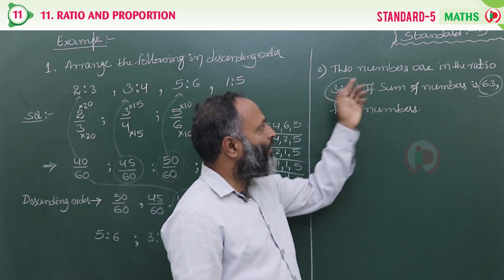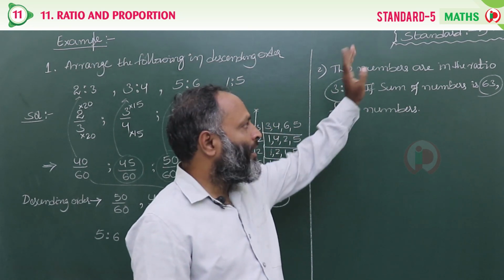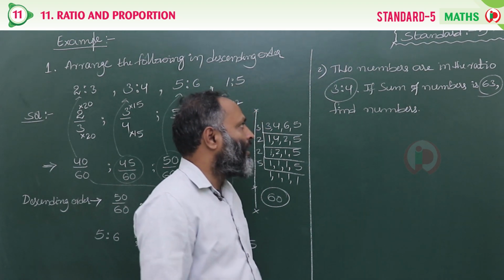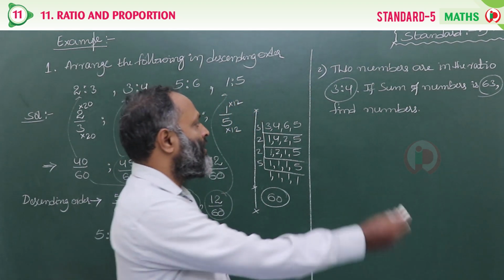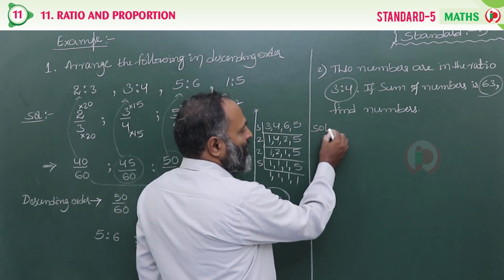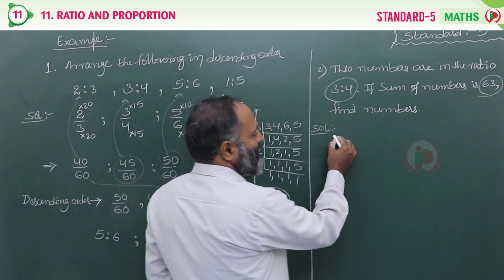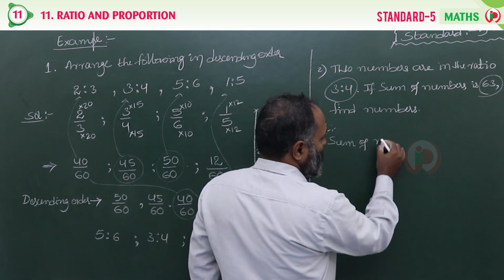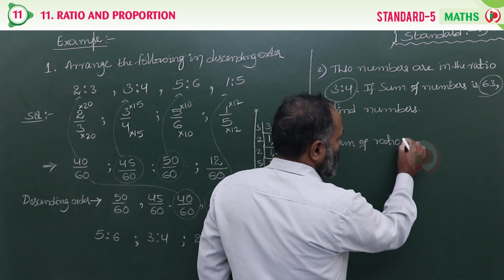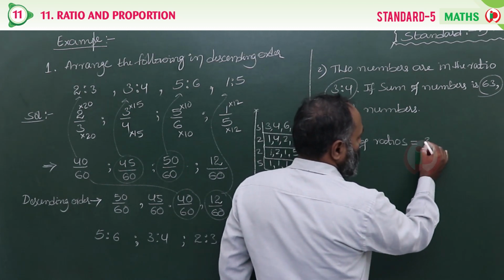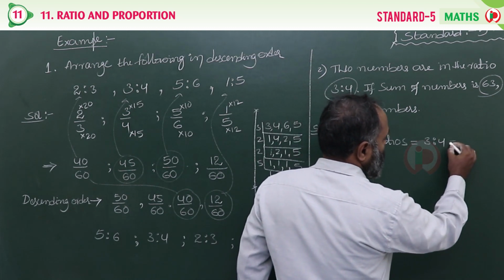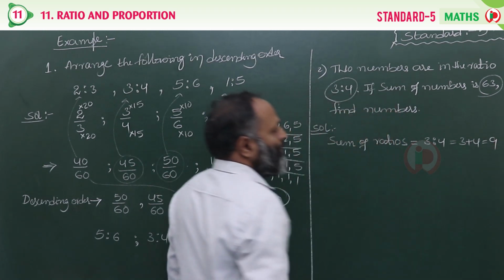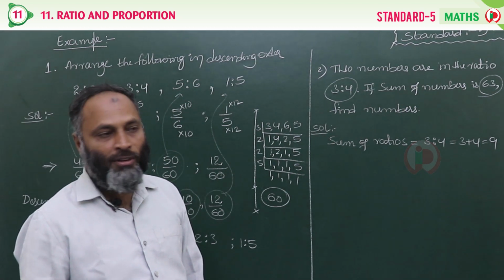Two numbers are in the ratio 3 is to 4, and the sum of these two numbers is 63. Find the numbers. How to find? See here. First, we should take the sum of the ratios. For the ratio 3 is to 4, that is 3 plus 4, which is 7.